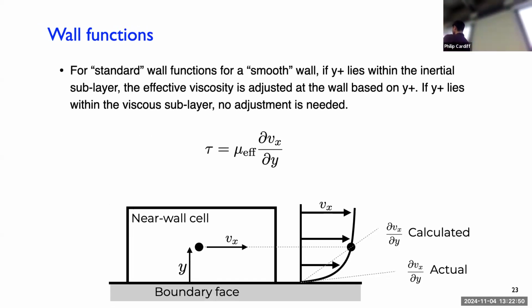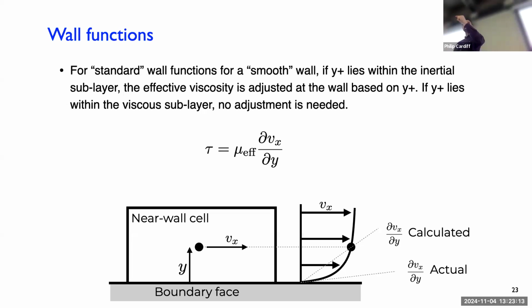So the idea is for standard wall functions, for a smooth wall, if y plus lies within this inertial subrange. If I go back to that original plot, if you're in the turbulent region of the boundary layer, then it will update the definition of your shear stress at the wall to use this effective viscosity. So they add on this turbulent viscosity to account for the fact that this gradient would be poor.